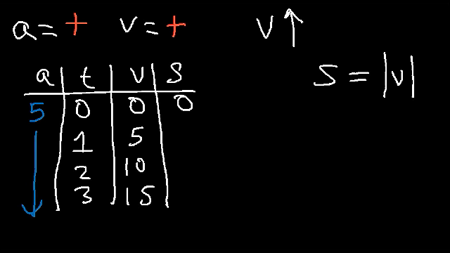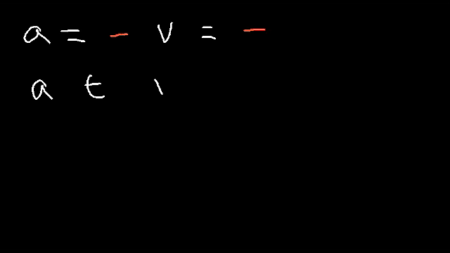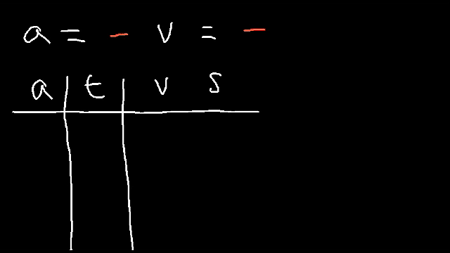I'm using s as speed and not as position. So the speed and velocity will have the same magnitude. So as you can see, the speed is increasing as well. So it's speeding up. Now let's see what happens if acceleration and velocity are both negative. So this time the acceleration will be a constant -5.